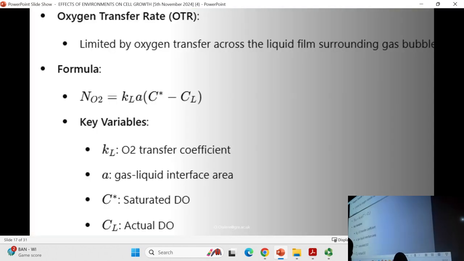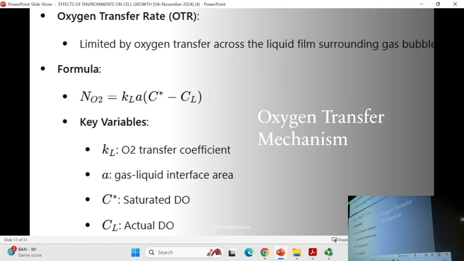Then for oxygen transfer rate, it is limited by oxygen transfer across the liquid film surrounding the gas bubble. So for this one now, this is the general formula for oxygen transfer rate, where K is the oxygen transfer coefficient, A is the gas-liquid interface area, C prime is the saturated DO, and C_L is the actual DO. We use this equation to explain the oxygen transfer mechanism. This is where your calculation starts.